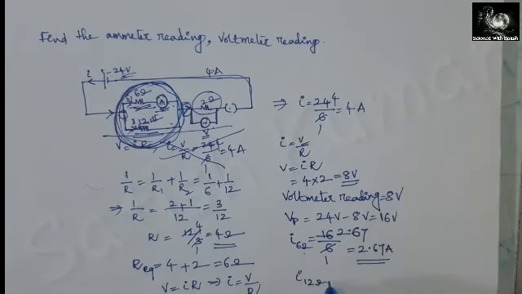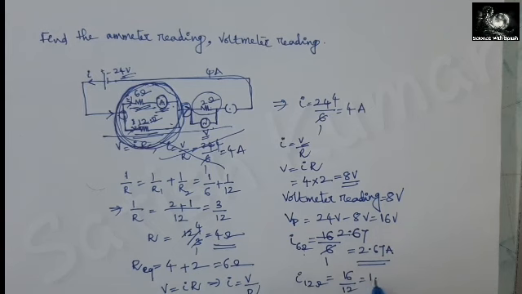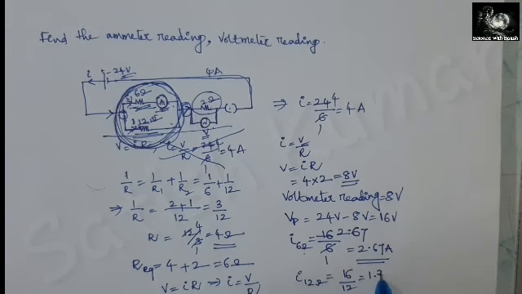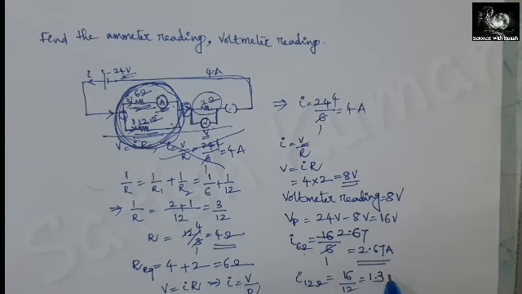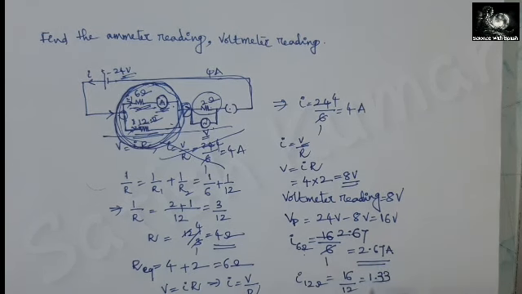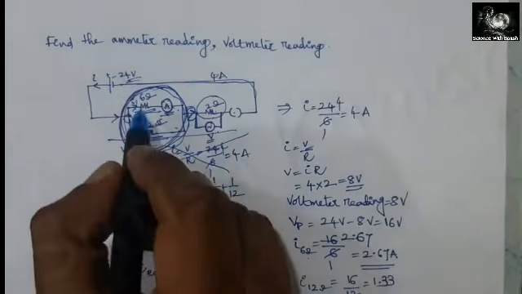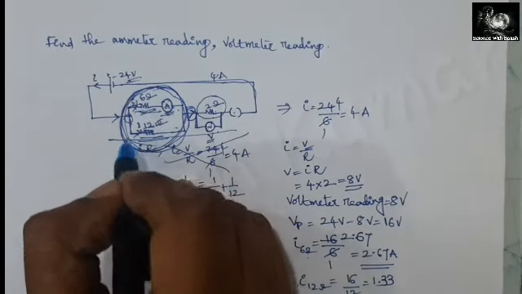Now if you are asked to find the current here, I of 12 ohms is equal to 16 by 12. 12 ones are 12, remainder 4, 12 threes are 36, again remainder 4. So 1.33. Together with 2.67, the total of this is equal to 4 amps. So I will be equal to the sum of I1 and I2.